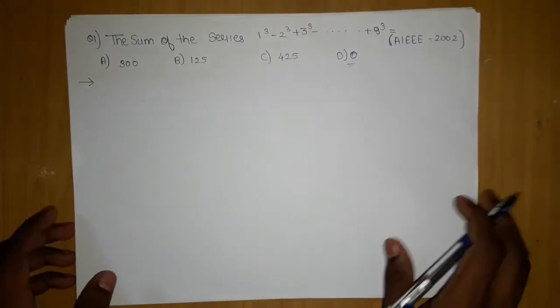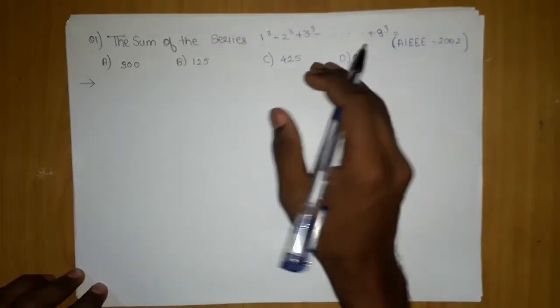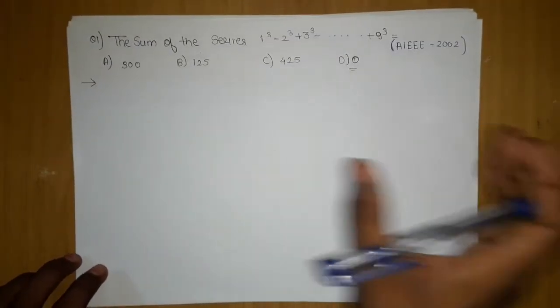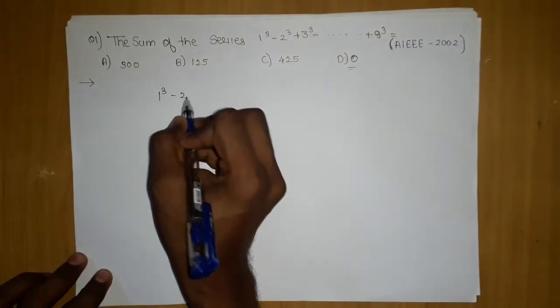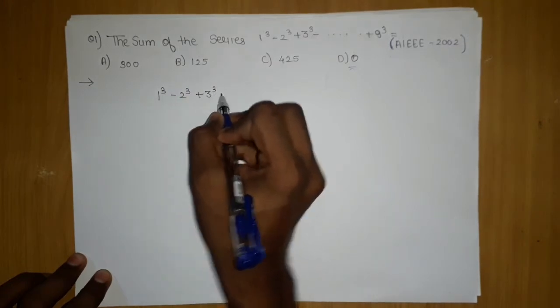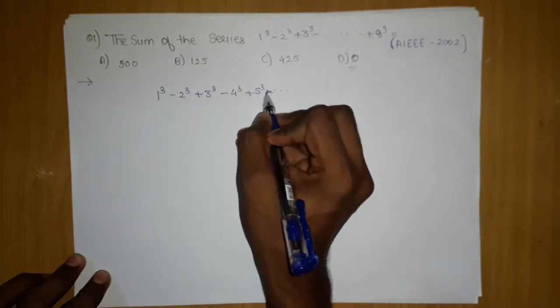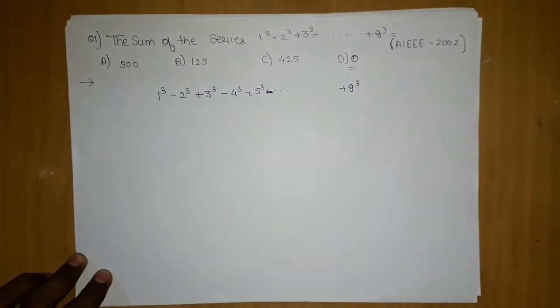You can see they have given a cube, then the second term is negative, then the third term positive. In this type of question, what you have to do is add and subtract the terms which are negative, and try to make a separate group of them. Like here, 1 cube minus 2 cube plus 3 cube, then minus 4 cube, then plus 5 cube, and so on. This one will be negative, and so on, up to 9 cube. I know which terms are negative: 2, 4, 6, 8, means even position terms are negative.